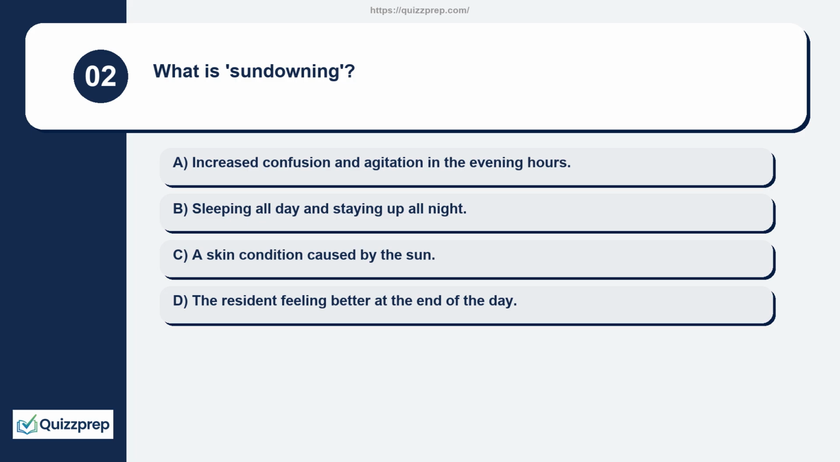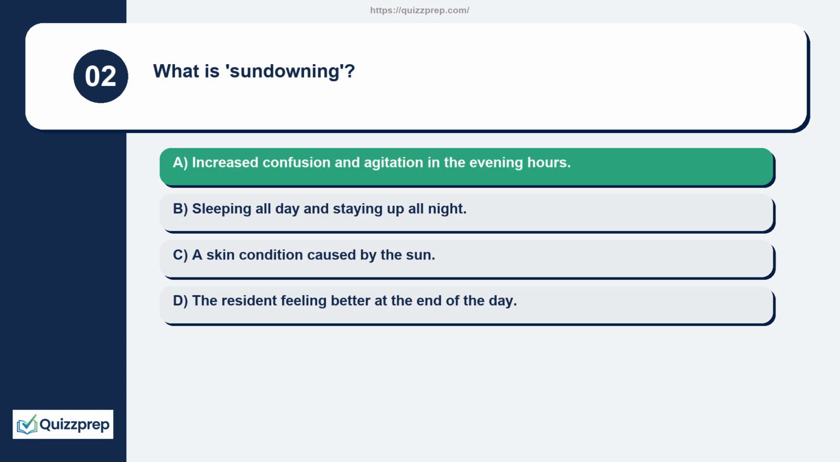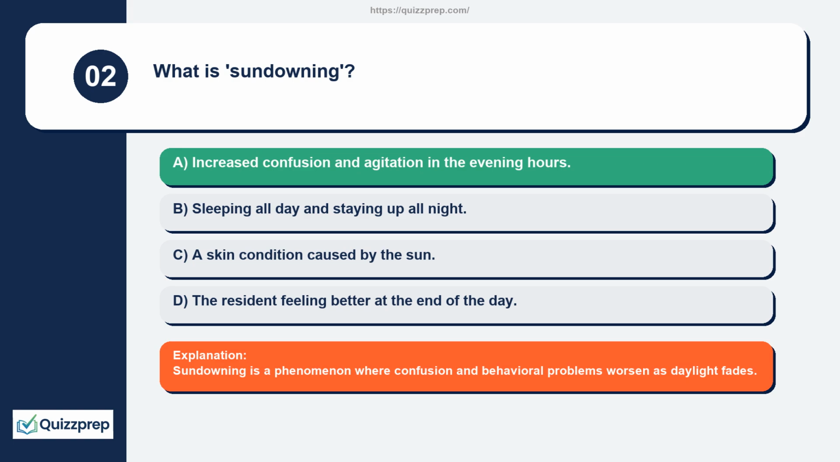Question 2. What is sundowning? Increased confusion and agitation in the evening hours, sleeping all day and staying up all night, a skin condition caused by the sun, the resident feeling better at the end of the day. Sundowning is a phenomenon where confusion and behavioral problems worsen as daylight fades.